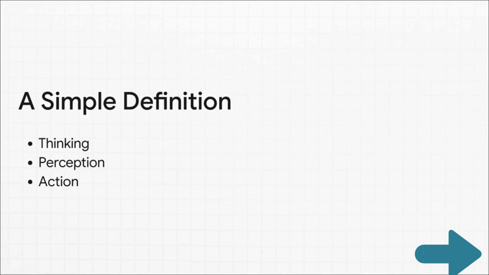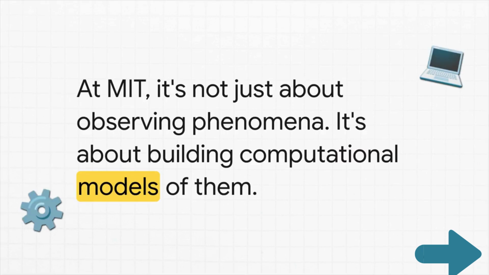Now, you could just give a simple definition of AI, right? Creating systems that can think, perceive, and act. And that's fine. It's a starting point. But for an engineer, for someone who actually wants to build something, the real question isn't what these things are, but how in the world we can actually make them. And that leads us right to the core MIT philosophy. It's not enough to just observe something, like thinking, and say, neat. The real goal, the hard work, is to build computational models of them. These are like simplified but really useful versions of reality that let us reason about things.